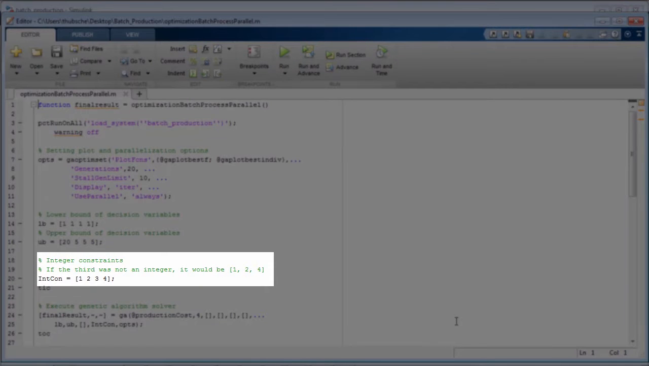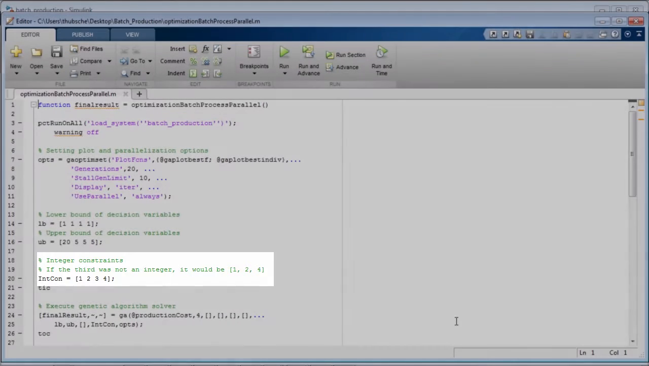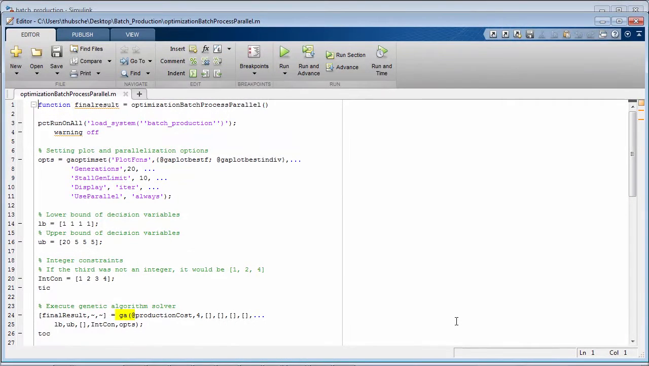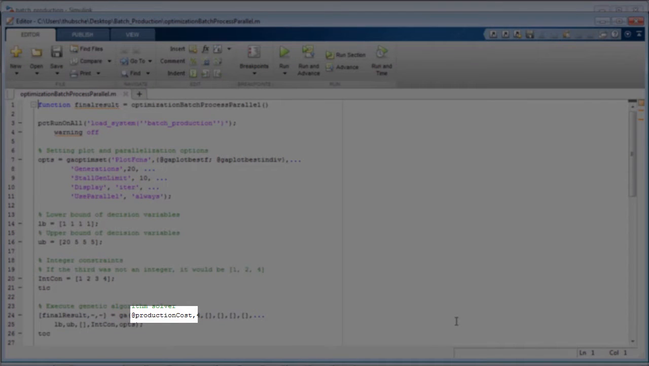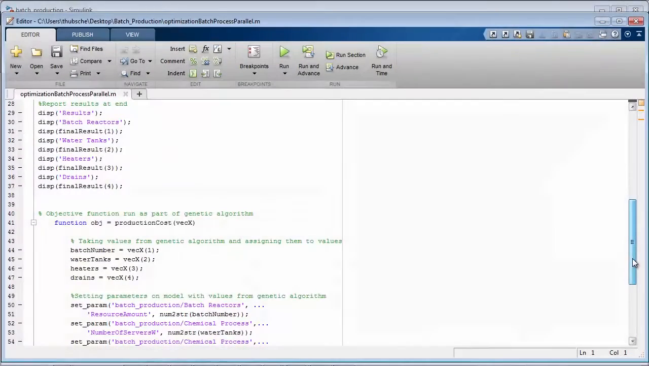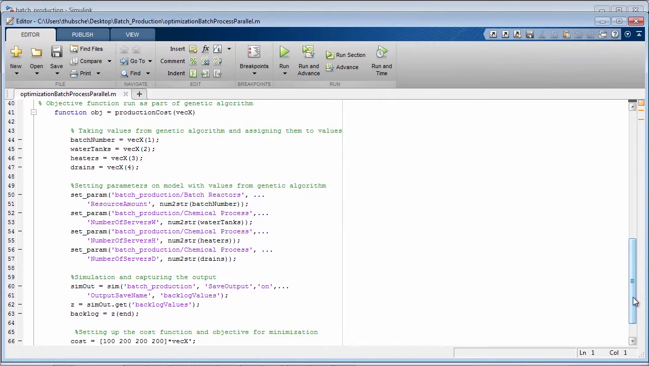The next line is where we tell the optimization function which variables we are optimizing are integers. In our case, all the values we are optimizing are integers, so all four values are specified as being integers. This GA is where the genetic algorithm is being called. The first argument being passed to the genetic algorithm is the objective function. Here is the objective function.